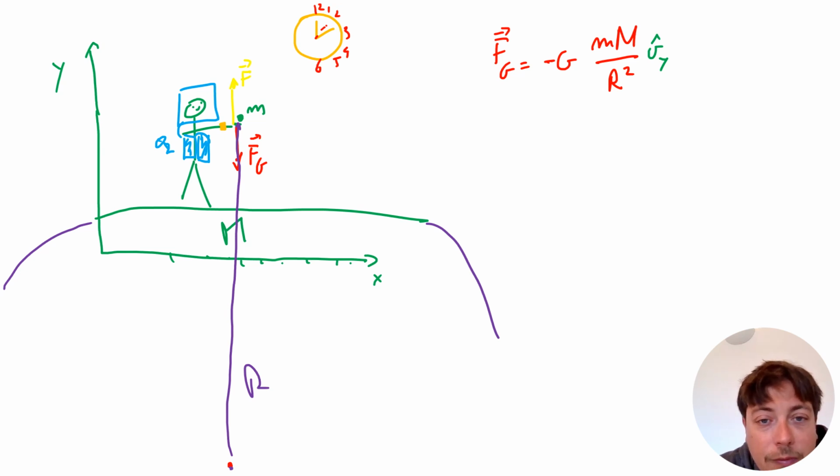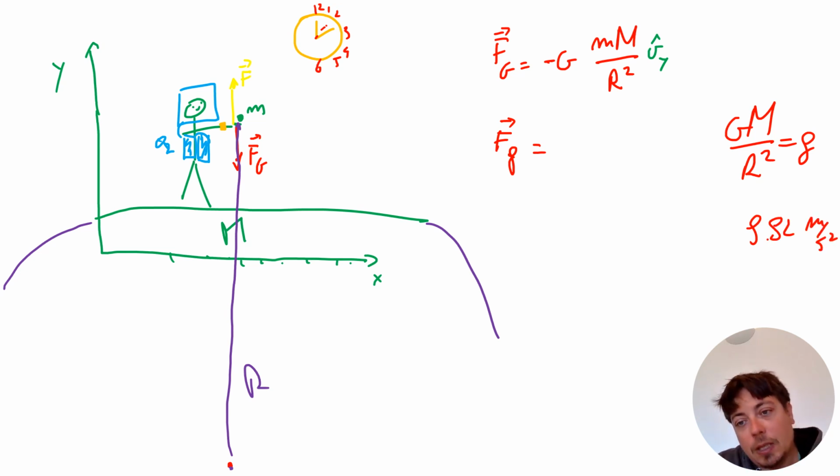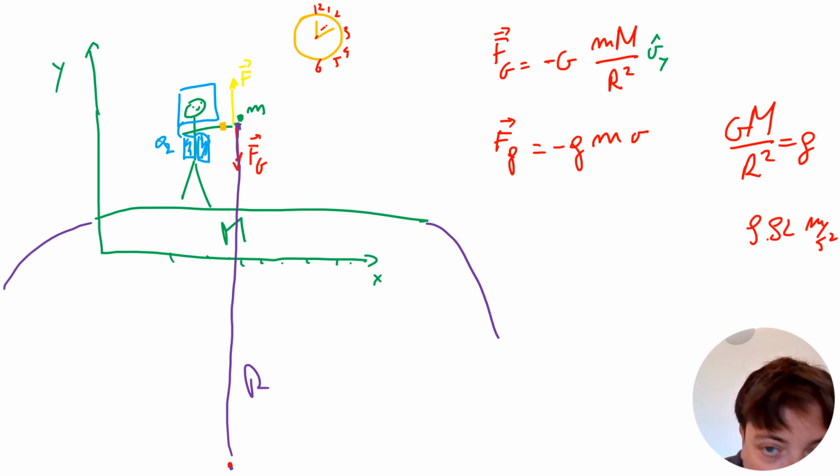Now, to make life easy, we call it F small g, where we bunch basically G, big M, and big R. We call it small g, which should be 9.82 meters per second square. Okay, so we call it small g. So this is minus m g vy. Sorry, in green to remember that it's a vector. Okay, so this is the usual force of gravity that we experience on Earth.